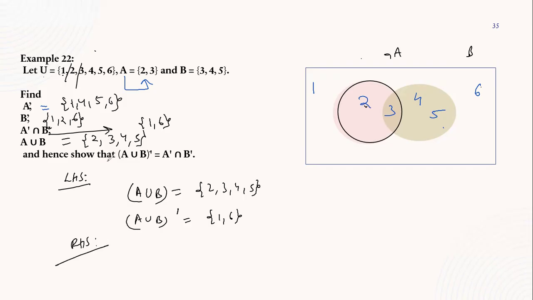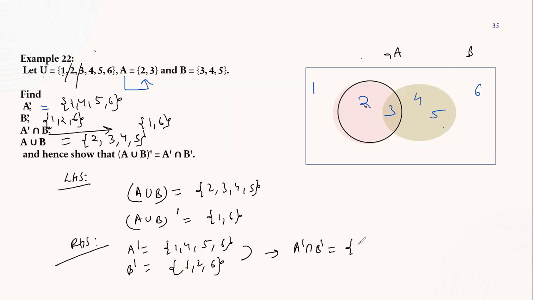Now come to the RHS side. A complement contains 1, 4, 5, 6. And B complement contains 1, 2, 6. Now if we take the intersection of both these, A complement intersection B complement, they will contain 1 and 6. 1 and 6. Understood?